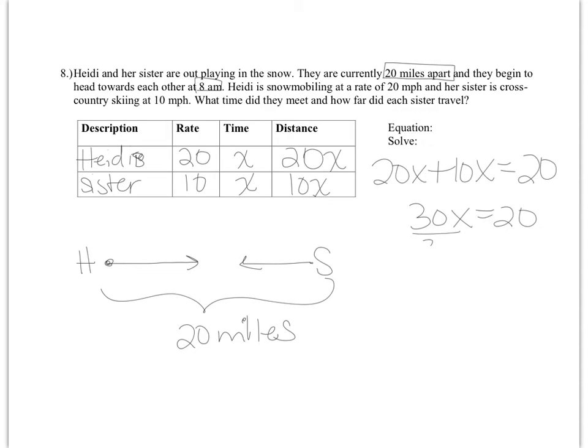So now 20x plus 10x is 30x equals 20. And then we divide both sides by 30. Oh no, 30 is not divisible by 20. That's okay, we're allowed to have a fraction.